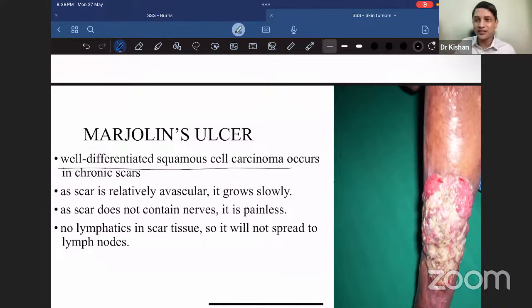But the question here is not this. These are only for final year students. But the question to the PG aspirants or any other interns here is: when will it spread to the lymph nodes? It won't spread, but when will it spread? That's the question. Hope you understood.